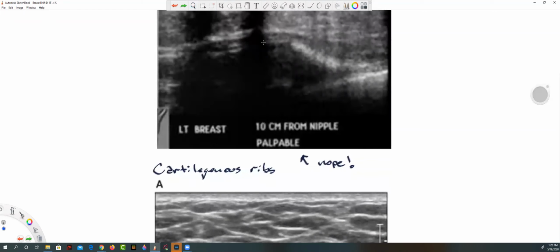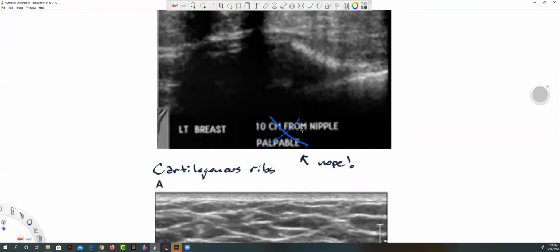Oh, and there is a palpable mass 10 centimeters from nipple. Okay, two things. This doesn't belong in this picture because that is the nipple. It's not 10 centimeters away from it. And the other thing, 10 centimeters, that's a long distance. So, 10 centimeters from nipple, palpable.